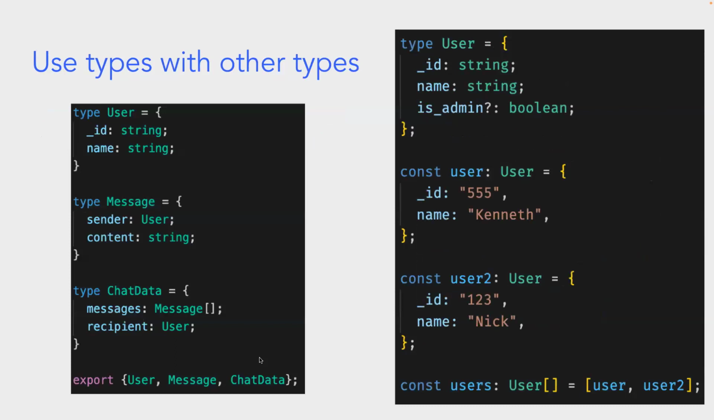Great. And the nice thing about custom types is that you can also nest them within each other, just like with your primitive types. So on the left here, we created a user type, and we also created message and chat data custom types. So for the message type, we can see how we can use our custom type user as the type for one of our properties. And then for chat data, we can use the custom message type that we also defined previously.